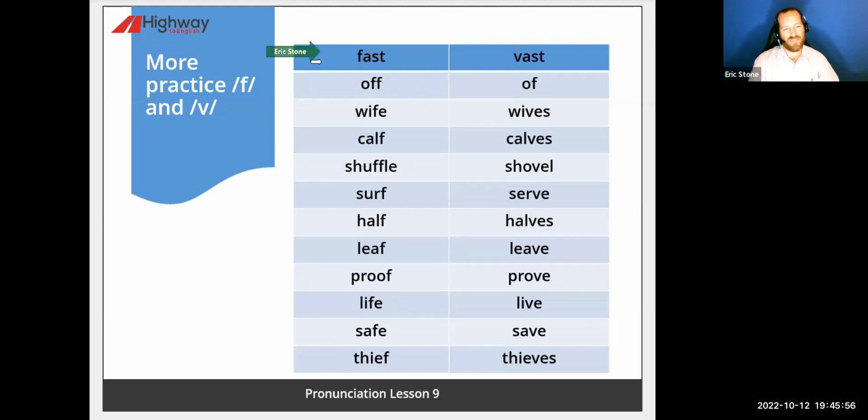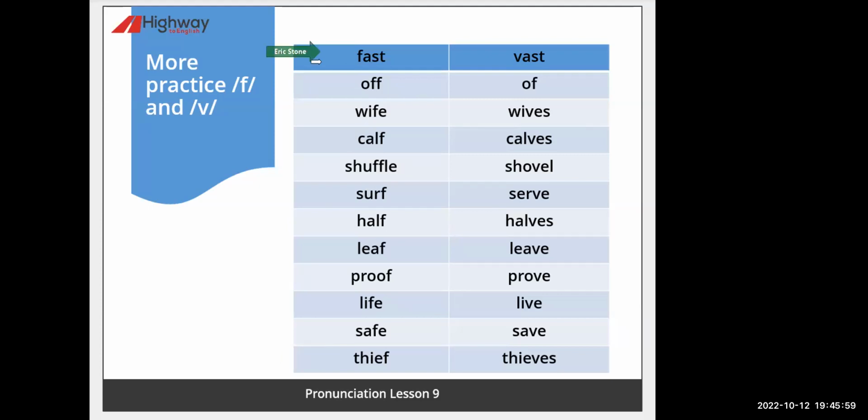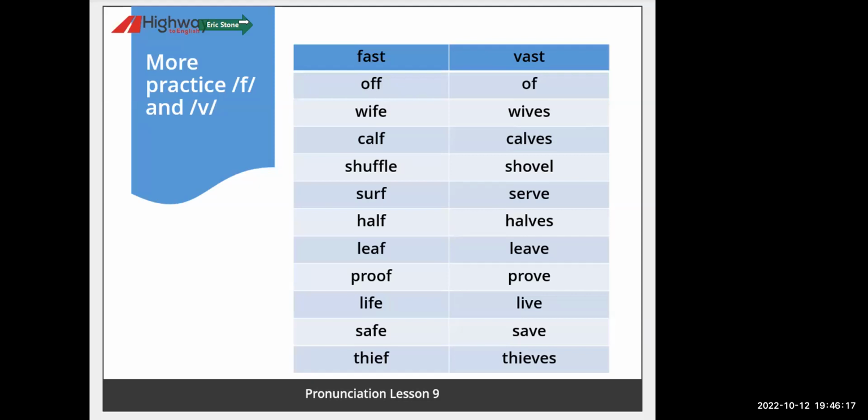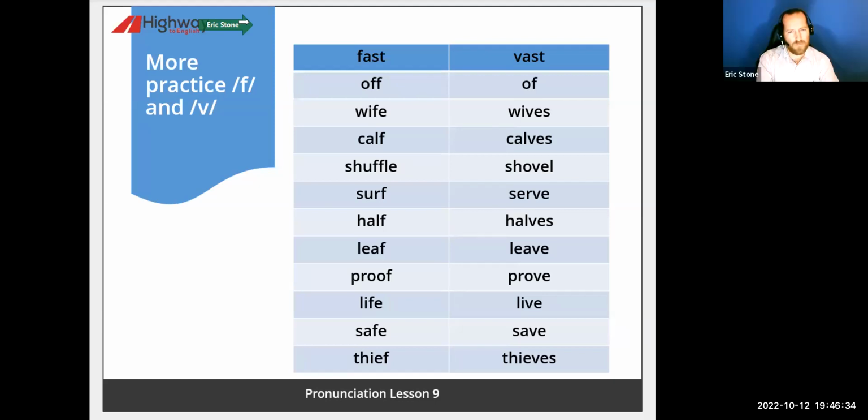All right. Fast, vast, off, of, wife, wives, calf, calves, shuffle, shovel, surf, serve, half, halves, leaf, leave, proof, prove, life, live, safe, save, thief, thieves. Great job. Really good. Any questions about these terms?